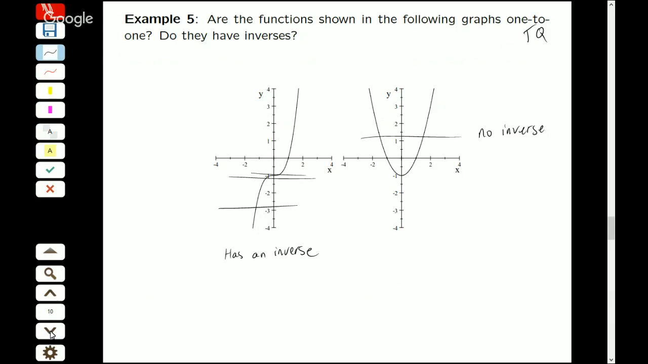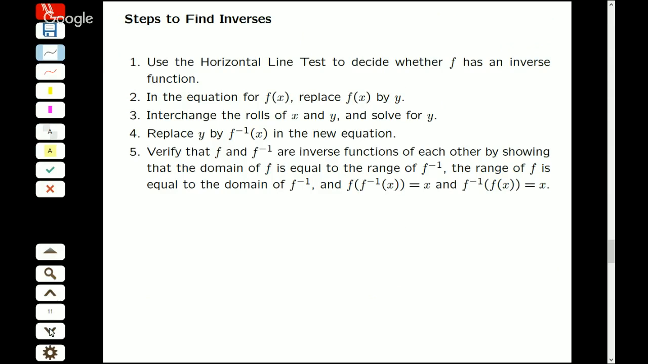Steps to find the inverses, and then we'll actually do the algebra. Use the horizontal line test to decide whether f has an inverse or not. You don't want to do all the work if it doesn't have an inverse. Then write y in place of f of x, interchange x and y, solve for y, write y as f inverse, and you have your answer. The rest of it is just verifying that you actually did your work correctly.